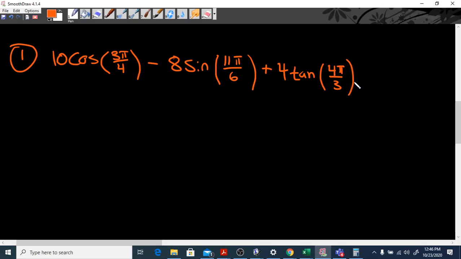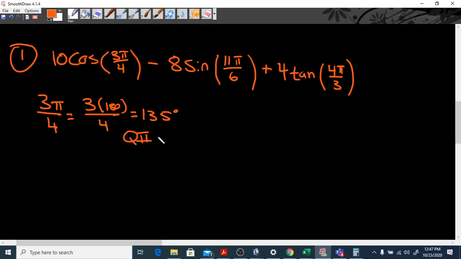All right, so here we go. Okay, so first, 3 pi over 4. Well, pi is 180 degrees, so we get 3 times 180 over 4. 180 over 4 is 45. 45 times 3 is going to be 135 degrees. Okay. And so 135 degrees, let's think about what quadrant that's in. That's bigger than 90, less than 180. So that's actually going to be a quadrant 2 angle.